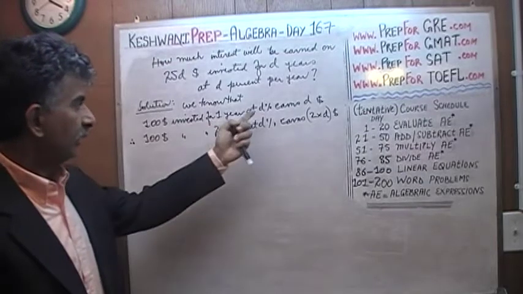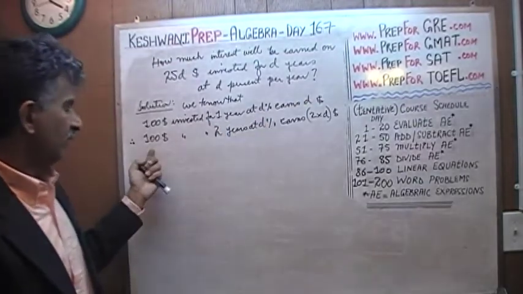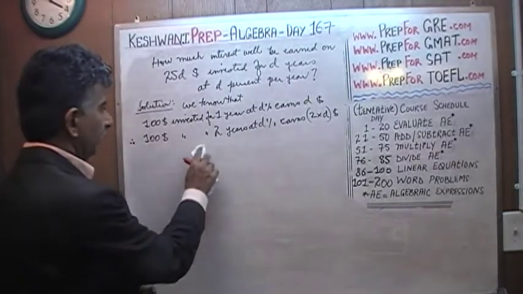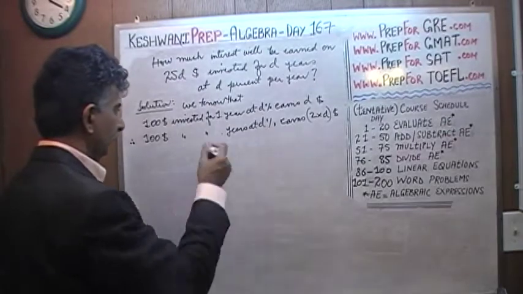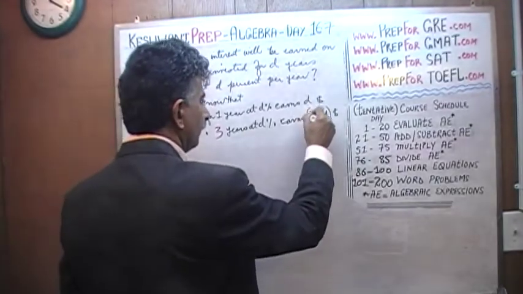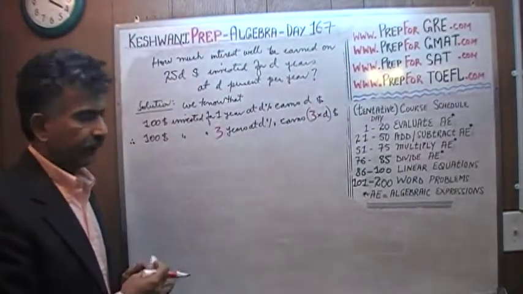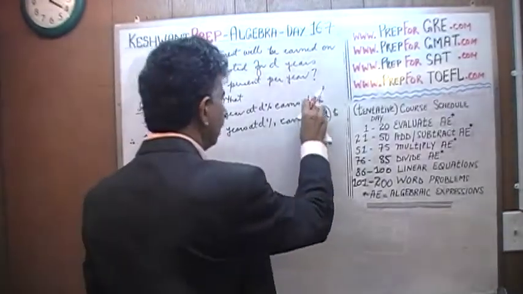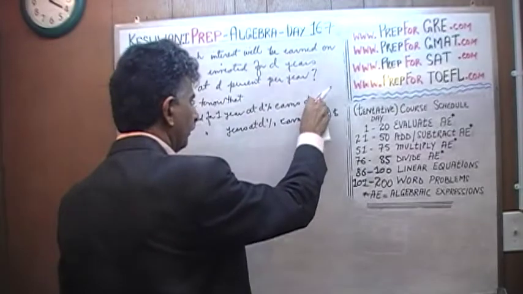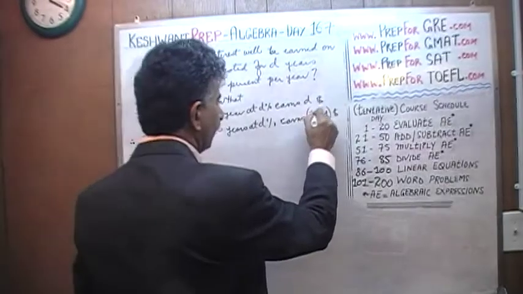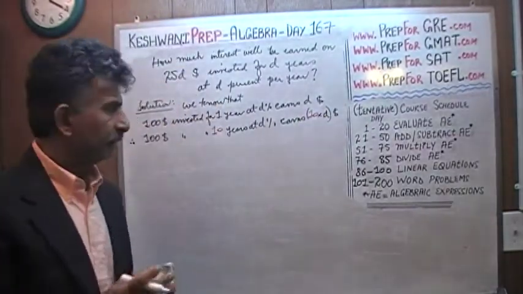$100 invested for 1 year gives us $D at D%. Therefore, $100 invested for twice as long, for 2 years, should give us twice the money. $100 invested for 3 years at D% should give us 3 times the return. $100 invested for 5 years should give us 5 times the return. $100 invested for 10 years at D% should give us 10 times D, because each year it gives us D.